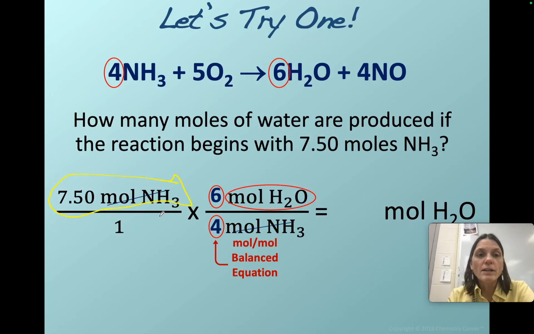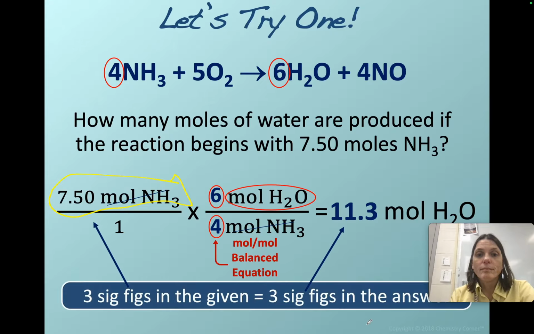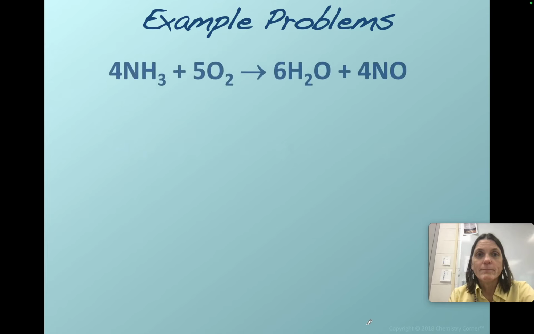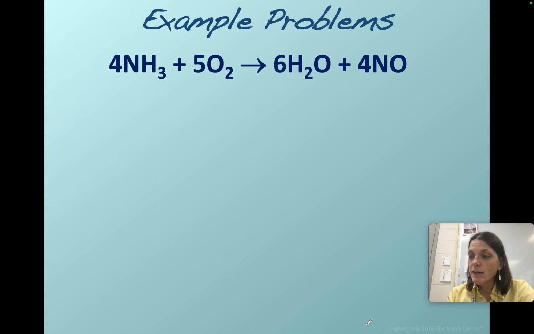So we have our starting number, 7.5 moles. We have our mole ratio of 6 to 4. And then we can do the math: 7.5 times 6 divided by 4, and that tells us the number of moles of water needed. So this is what we call mole to mole conversion, where you only need one conversion factor and you only need the mole ratio. Okay. Don't worry about significant figures. Just rounded to the tenth place is fine. All right, let's try another one.